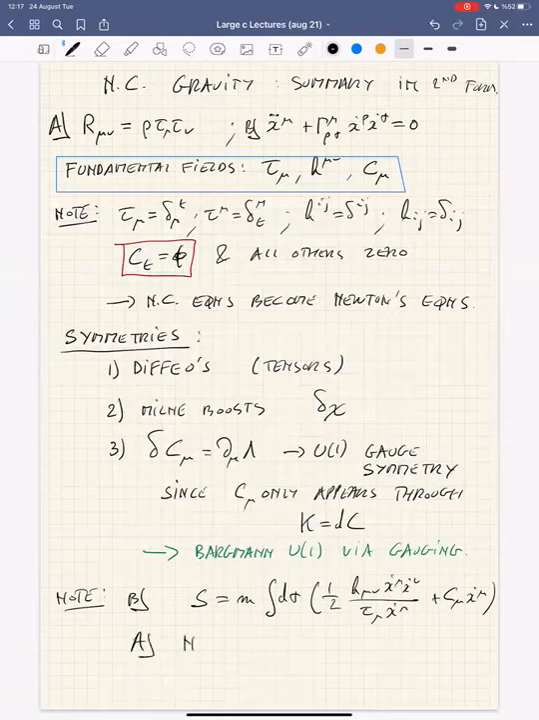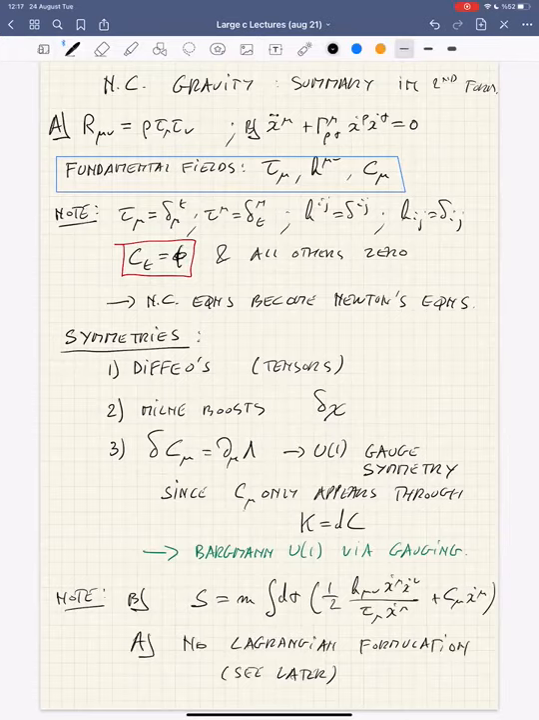That's not true for these other equations, and that's again different from GR, where the Einstein equation does come from an action. No Lagrangian formulation, at least not in the form that we have it here, and I hope to come back to this later. That's why I mentioned it now.